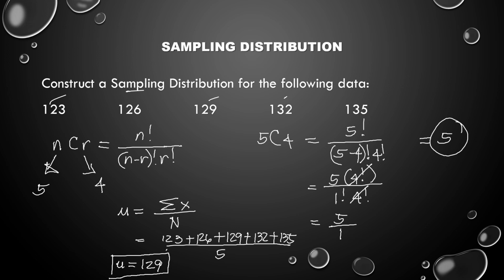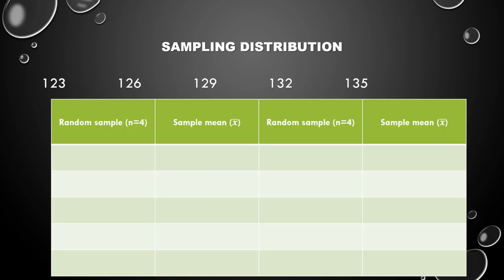This is a descriptive measure in which we take this as the parameter because this is a description for your population. So I hope that's clear. Now moving on to the construction of your sampling distribution, we construct our different combinations and find the sample mean. So we have a table for the values of the combination and its sample mean.